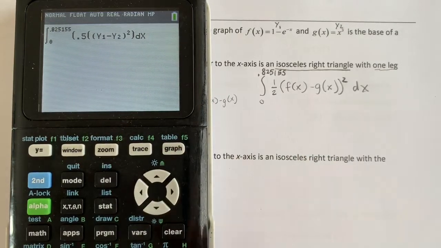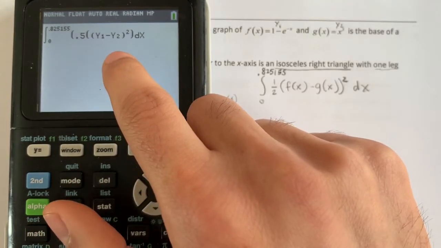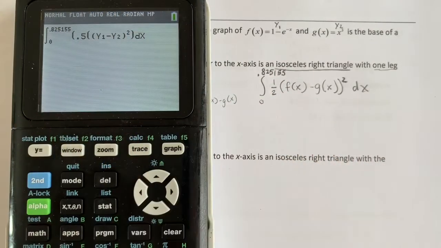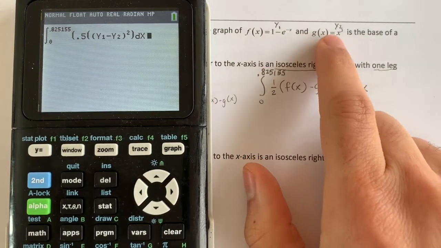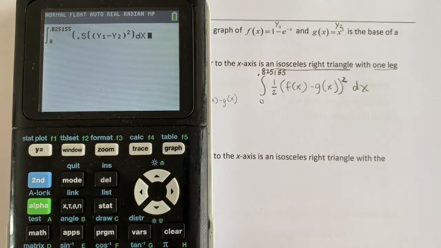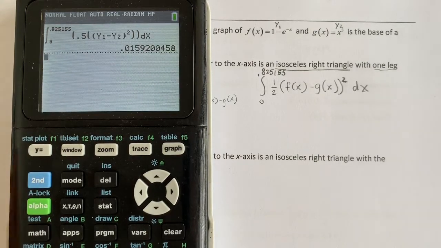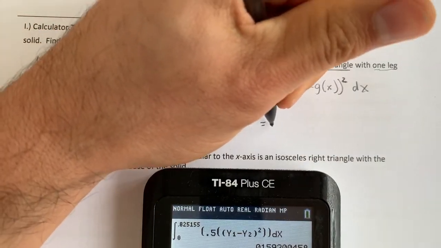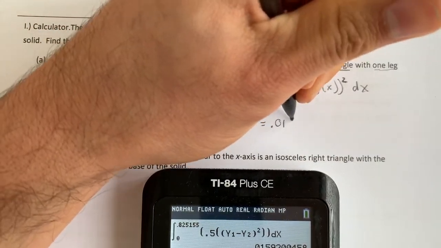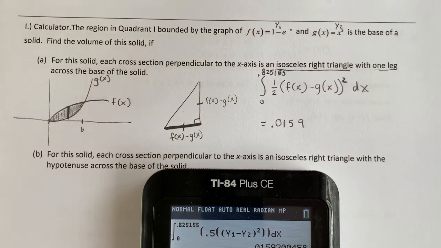Just as I always recommend with these y-vars, it's not always going to be y1 minus y2. Maybe they're switched in certain problems, so you always have to make sure you label which one's which so you do it correctly. And then we press enter, and I guess that is the volume there. It's not very big, but it equals 0.10159. Okay, all right, so that is part A.